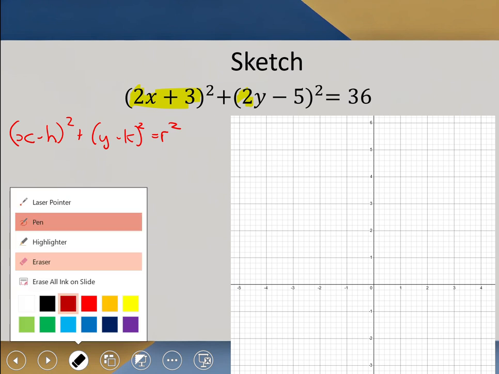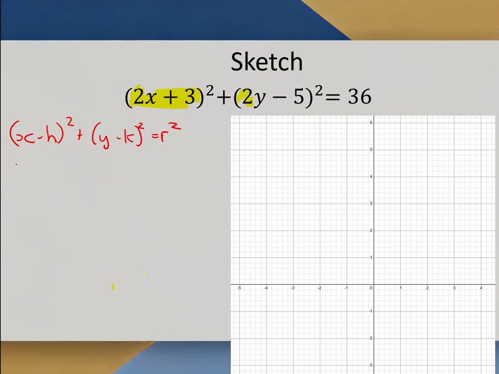and when we change our equation, we're going to have 4 out the front then, because I'm doing that to both of our brackets. That will then turn into (x + 3/2) squared plus (y - 5/2) squared is equal to 36. I can simplify this by getting rid of the 4 now.